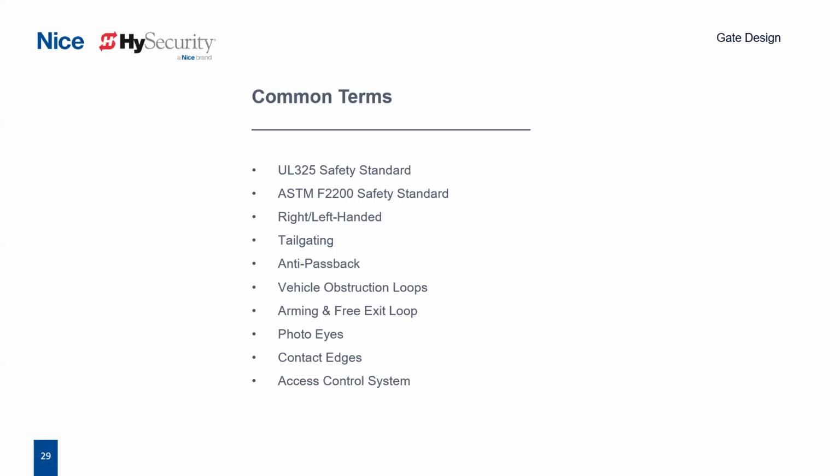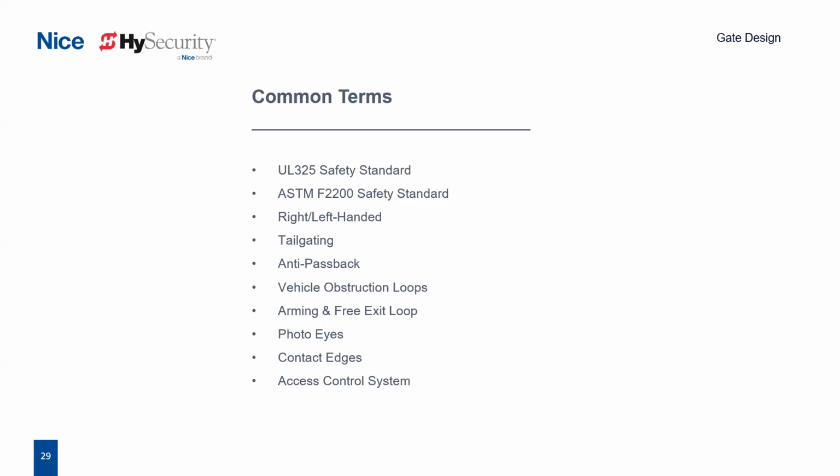Anti-passback is an aspect of many access control systems. This is going to be when your site's a little more secure and you want to make sure that you don't have any illegal passbacks. So the first vehicle would swipe their card, drive through, and then they would be able to hand back their card to the next vehicle. With anti-passback, that is not going to be allowed. One vehicle, one swipe only.